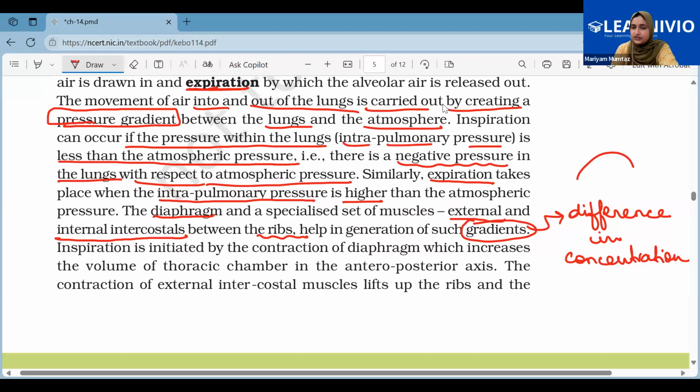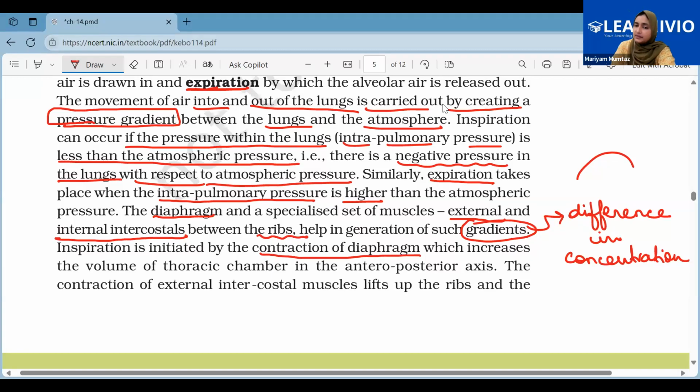Now, inspiration. When we breathe in, we saw that the volume of the thoracic cavity was increasing, and so was the volume of our pulmonary cavity. When we breathe in, the diaphragm, which was dome shaped like this, goes flat. As a result the ribs go out and the lungs also expand. So inspiration is initiated by the contraction of the diaphragm.